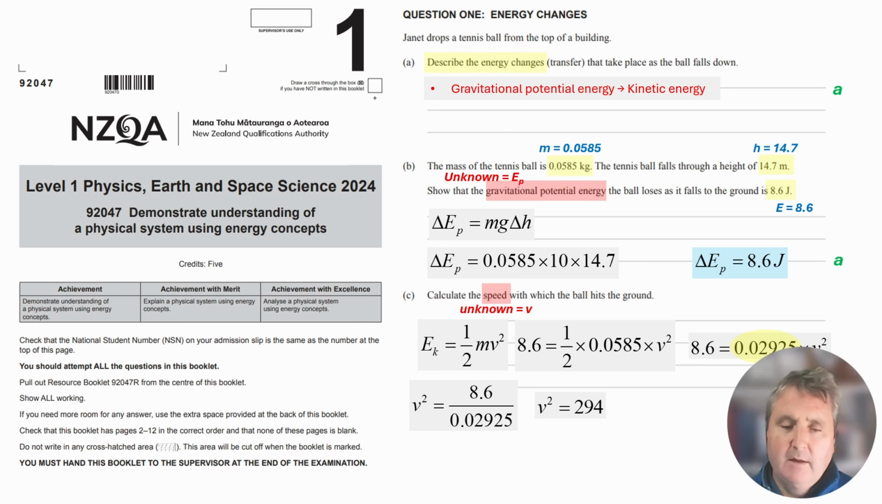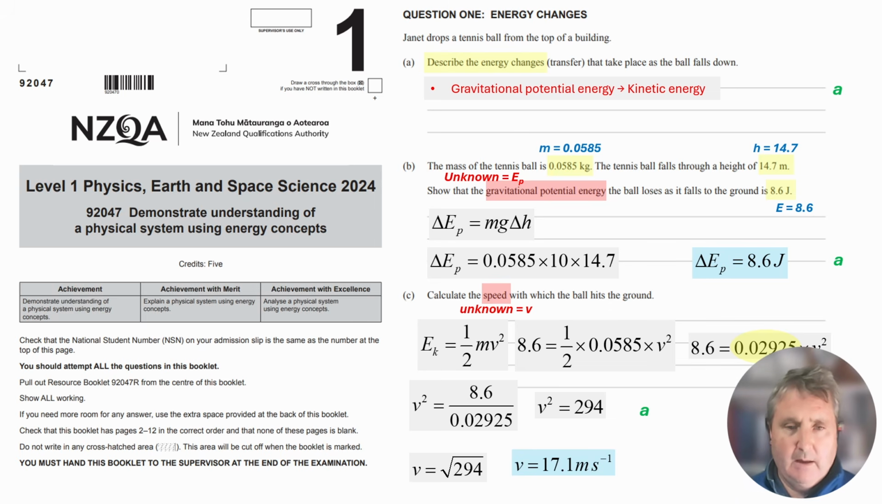The answer to v squared is 294. Because I know that v squared equals 294, to find out what v is I have to square root both sides. When I square root both sides, I get my answer. I'm going to square root 294, and my answer is velocity equals 17.1 meters per second.